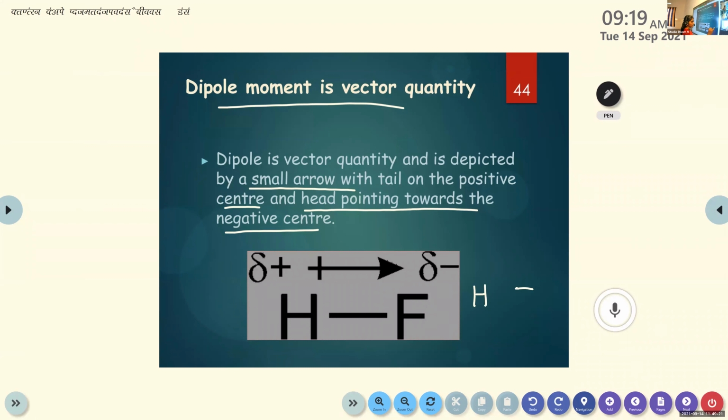Okay, we can write HF. There will be a bond between hydrogen and fluorine, and the most electronegative atom is fluorine. So the head points towards the electronegative atom and the tail is at the least electronegative atom. This is the representation of dipole moment. You can also represent the partial negative and positive charge. The most electronegative atom will get partial negative charge and the least electronegative atom will get partial positive charge. So dipole is a vector quantity, depicted by a small arrow with tail on the positive center and head pointing towards the negative center.